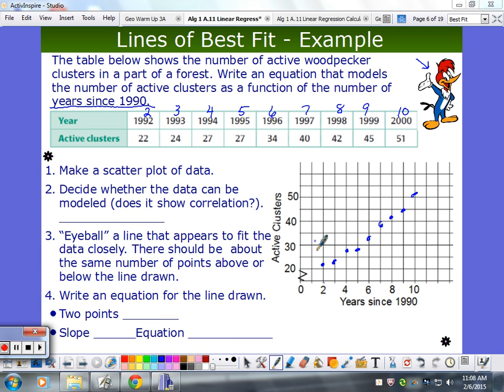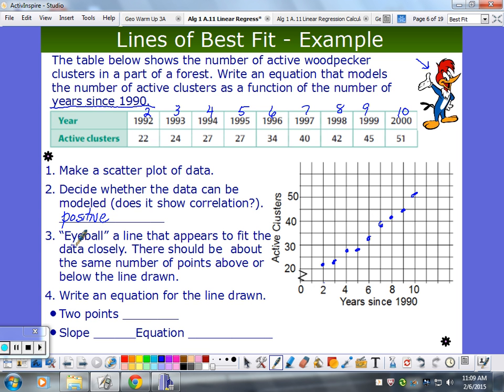So the rules are: make your scatter plot, and then look and see if you can see some kind of relationship. Is there any correlation? Yes. What do you think? Positive. It sure looks positive, right? Okay. Good. So what I want to do is make some kind of line through here that I can use to make predictions and stuff.